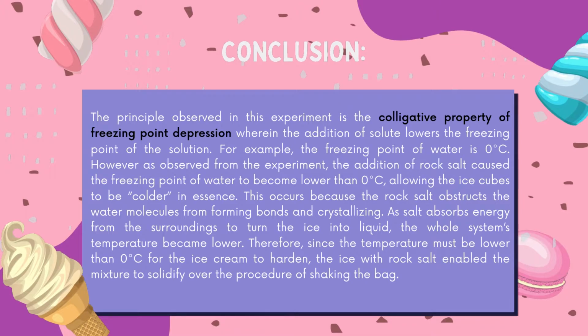This occurs because the rock salt obstructs the water molecules from forming bonds and crystallizing. As salt absorbs energy from the surroundings to turn the ice into liquid, the whole system's temperature became lower. Therefore, since the temperature must be lower than 0 degrees Celsius for the ice cream to harden, the ice with rock salt enabled the mixture to solidify over the procedure of shaking the batter.